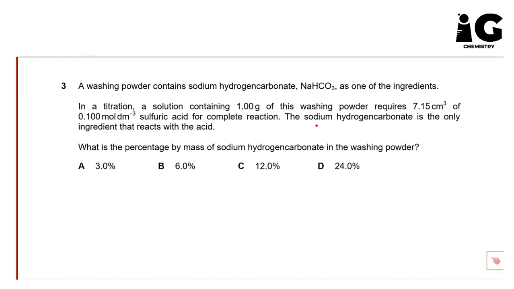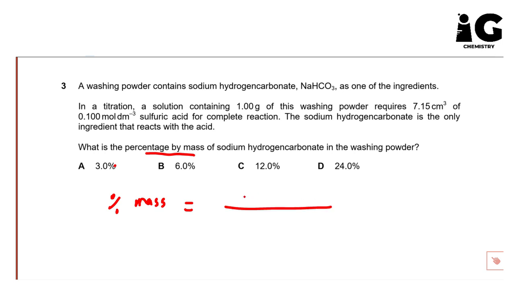For complete reaction, the sodium hydrogen carbonate is the only ingredient that reacts with the acid. What is the percentage by mass? So we need percentage by mass, guys. This is percentage by mass of sodium hydrogen carbonate in the washing powder. Guys, to calculate this, we need to use this relation.